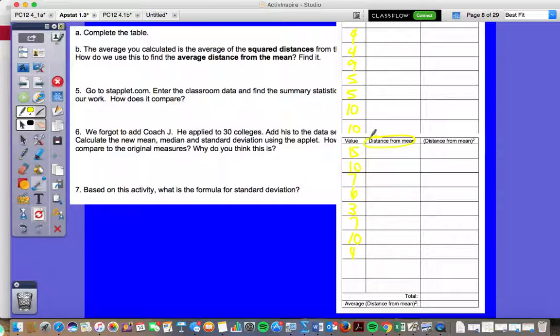Go right ahead. In your group, do it. What's the mean again? 7.3. Can we do something just a little bit easier? Can we just make that 7? Make that 7 just so that you make it a little easier on yourself.